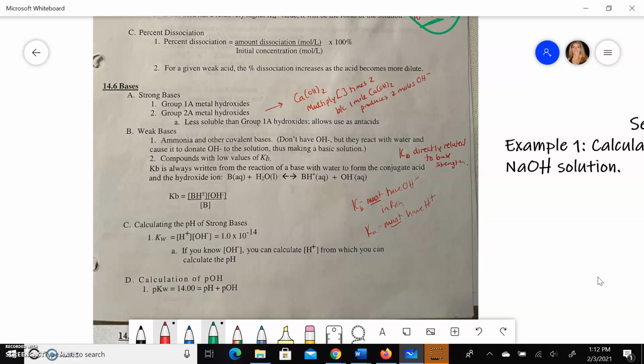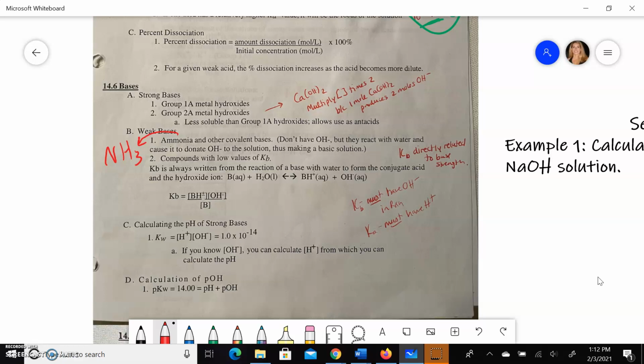For weak bases, it's really good if you can get to know ammonia. You're going to see that one quite often. This is ammonia, not to be confused with ammonium, ending with an M, which is NH4+. That's a polyatomic ion. So ammonia doesn't have hydroxide, but it will stick to the H+ to form the ammonium polyatomic ion. And therefore, it'll have more hydroxide in the solution, which is going to make a basic solution.